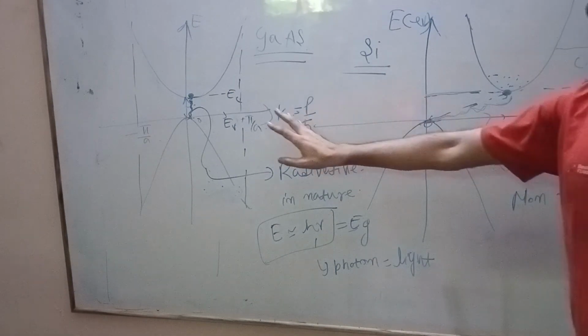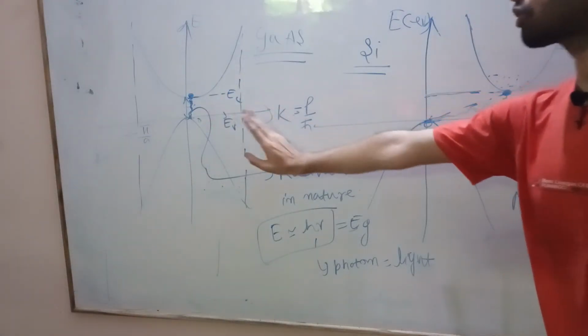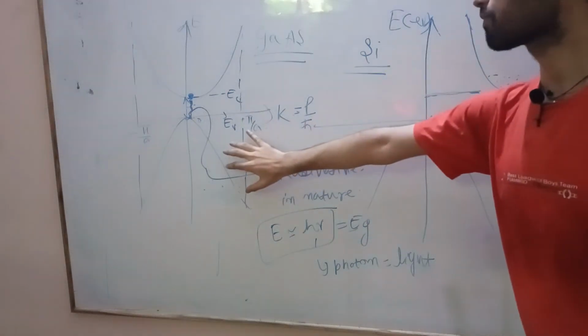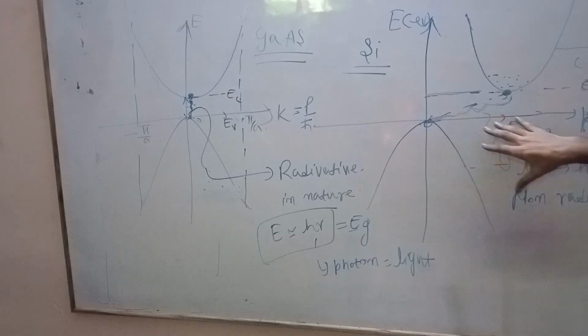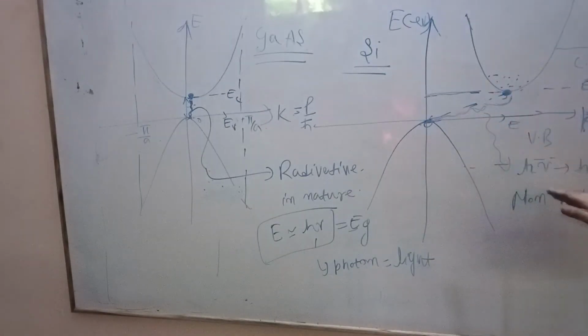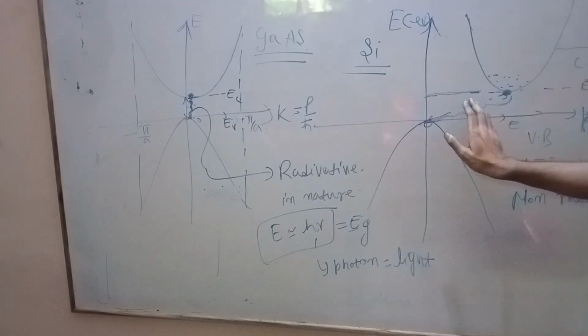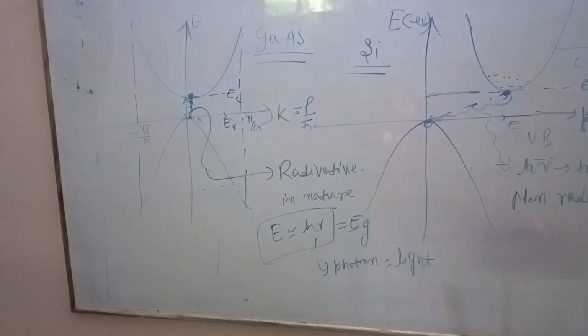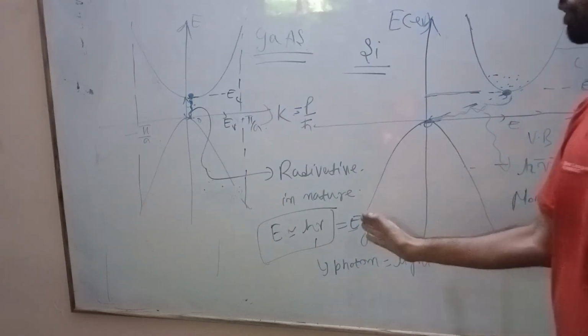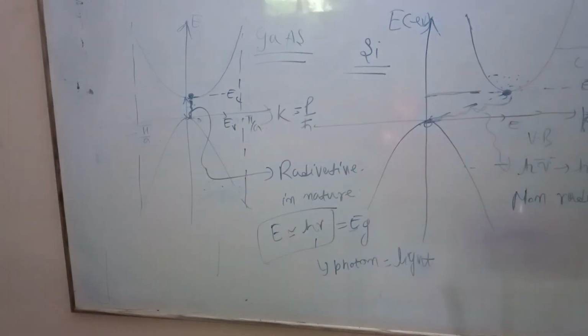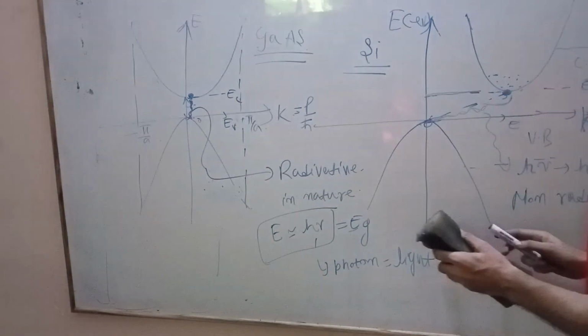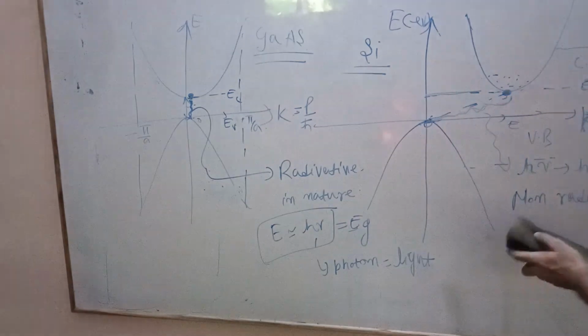So during the transition of electron from conduction band to valence band, here the energy coming out is radiative in nature. Here the energy coming out during the transition of electron from conduction band to valence band is non-radiative. So this is the main difference we can get in both cases, for gallium arsenide and silicon.